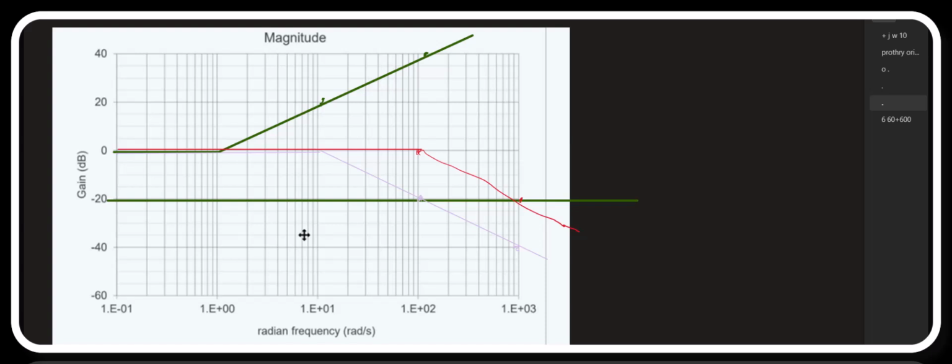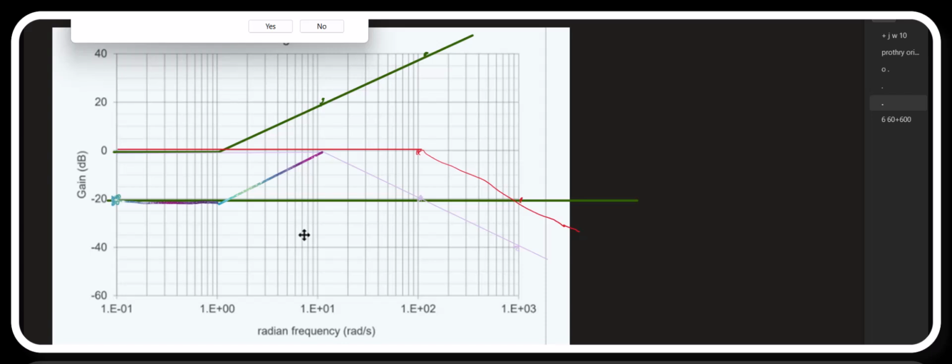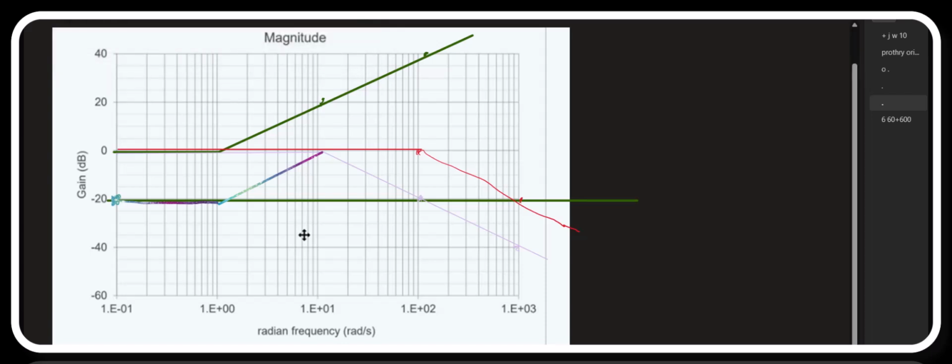So then our composite will start at negative 20, and there's no slope to start off with, so it'll just be horizontal until it gets to 1, where it'll have a slope of plus 20. And then when it gets to 10, there's a slope of plus 20 and a slope of minus 20, so it'll level off. And then when it gets to 100, it'll have a slope of minus 20, so it'll just trace over that one.